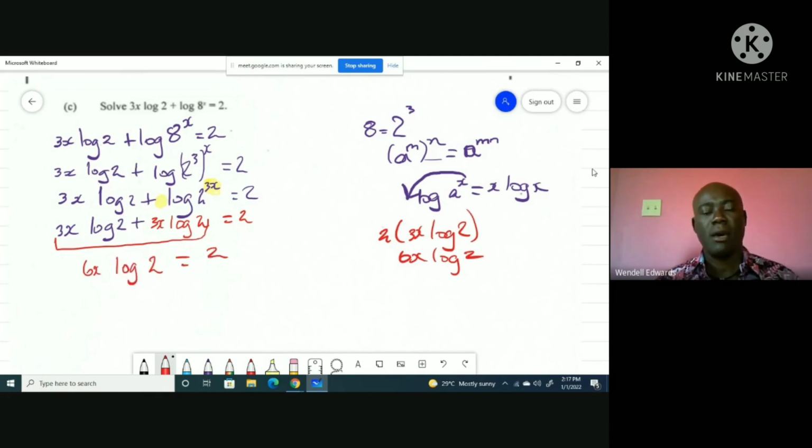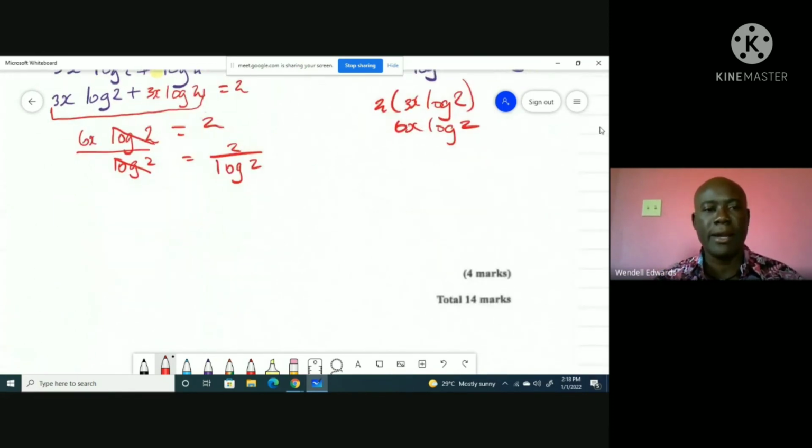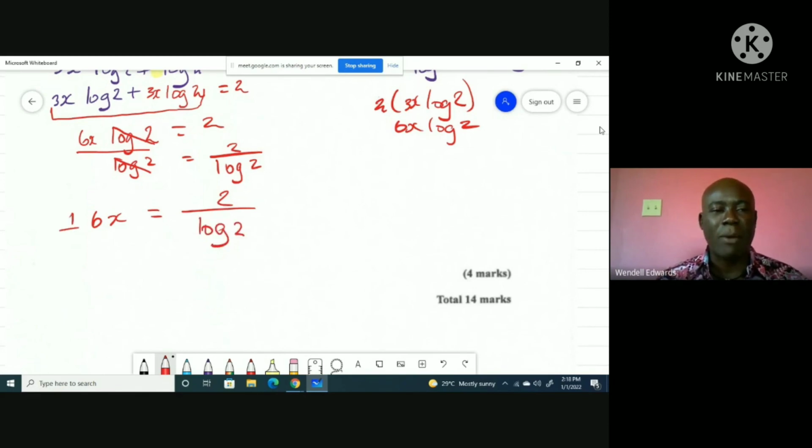I'm almost at the end because I'm in search of x, so I could divide both sides by the log of 2. So it is 2 divided by log 2, and then you could see those cancel there. Basically, I'm left with 6x, which is equal to 2 over log 2. Finally, I can multiply both sides by 1/6, which is the same thing as dividing by 6. So we could see this cancel, leaving my x here.